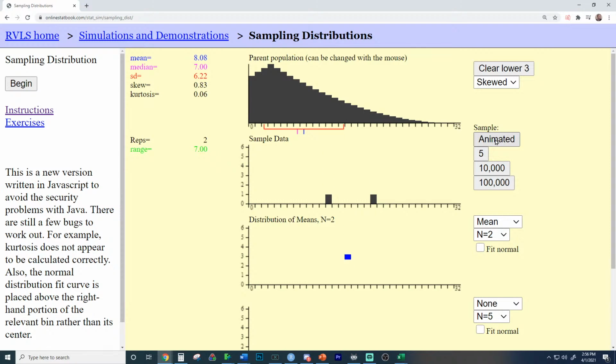We'll watch right here, watch it happen. There's a mean of sample size 2. There's a mean of sample size 2. And it's just going to keep doing this. Every blue dot is the mean of 2 observations.